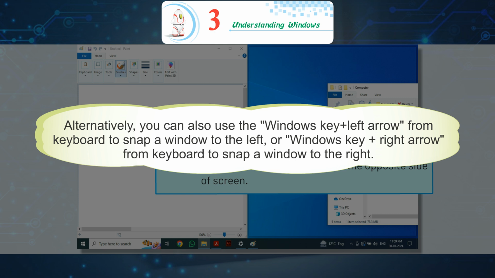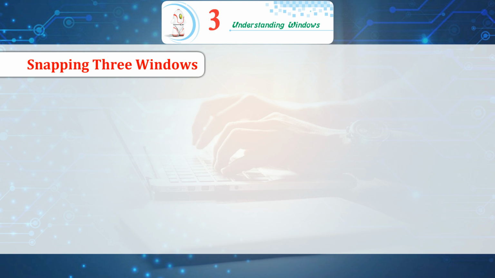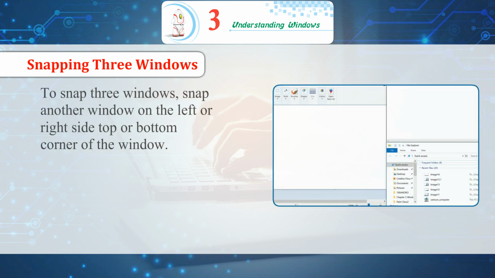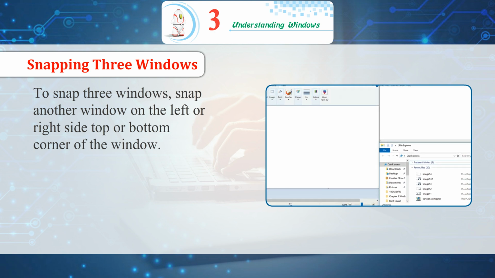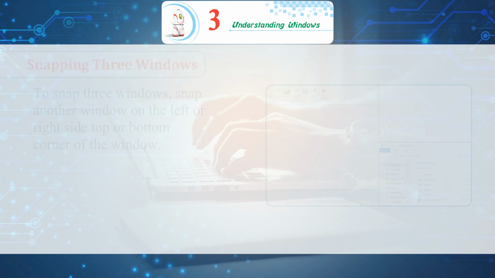Alternatively, you can also use the Windows key plus left arrow from keyboard to snap a window to the left, or Windows key plus right arrow from keyboard to snap a window to the right. Snapping 3 windows. To snap 3 windows, snap another window on the left or right side top or bottom corner of the window.